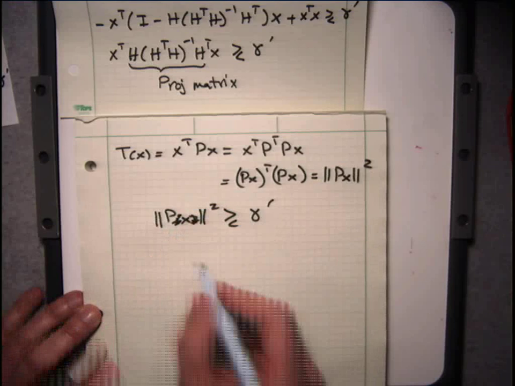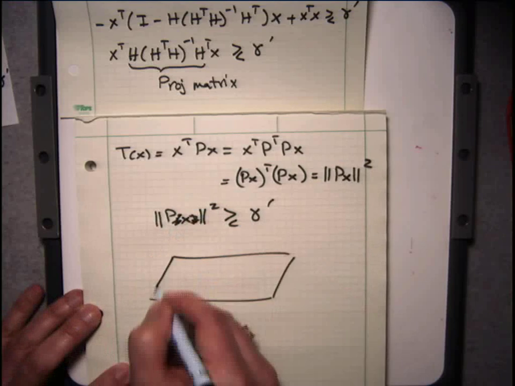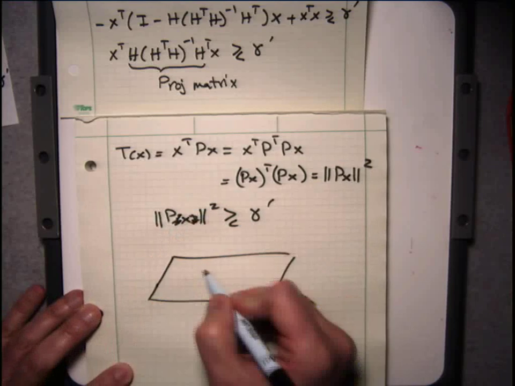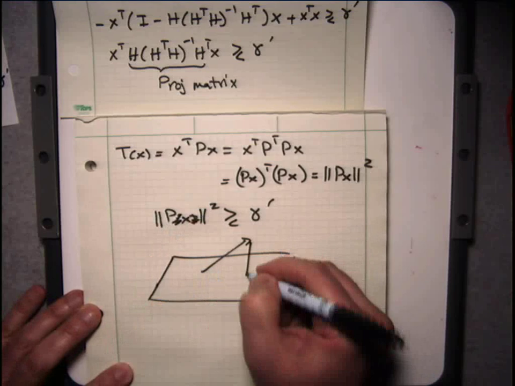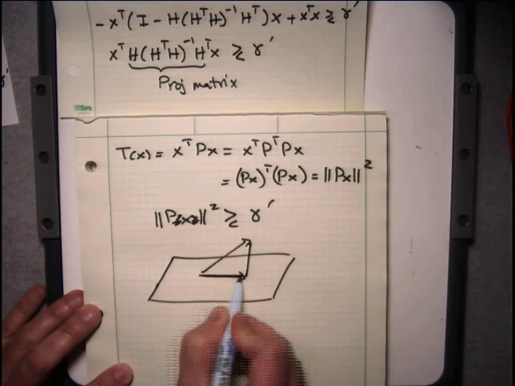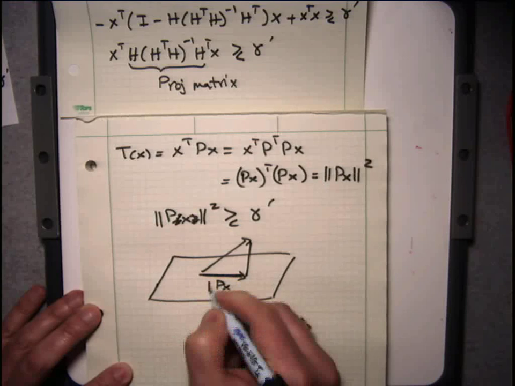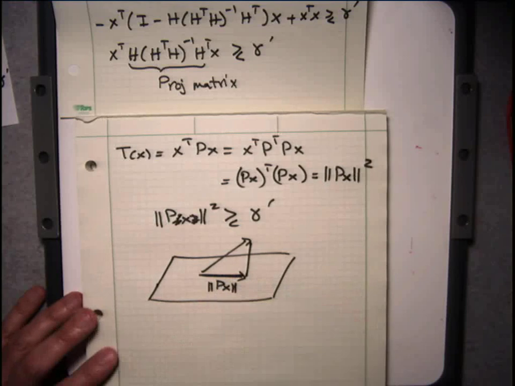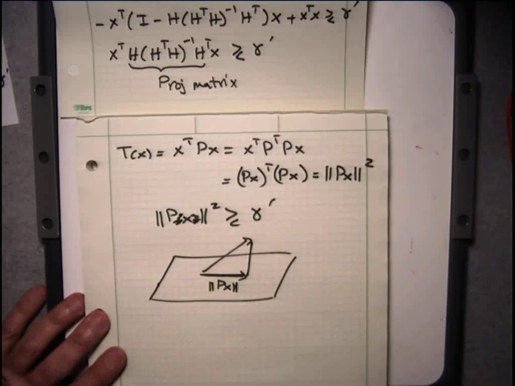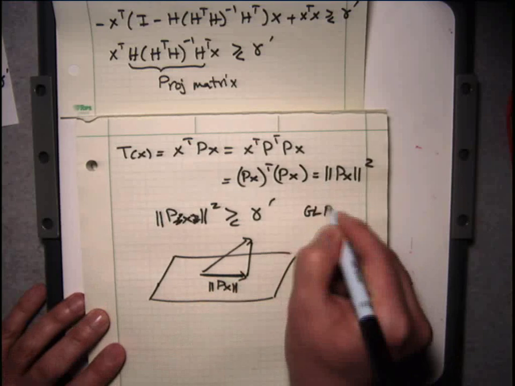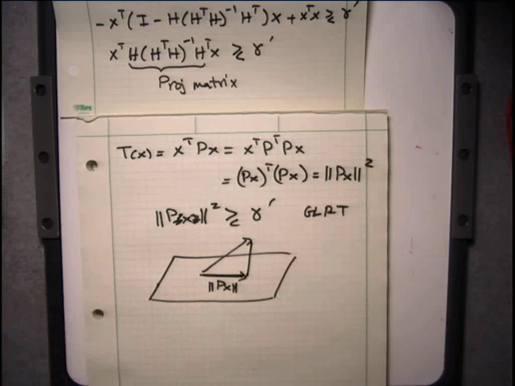So here's the space spanned by the columns of H. Here's your X. What you're going to do is project it down like this. This is Px. Then you're going to look at the magnitude of this and compare it to a threshold. That's your detector. Okay? This is the generalized likelihood ratio test detector. What's interesting about it is that it is using knowledge of the model.